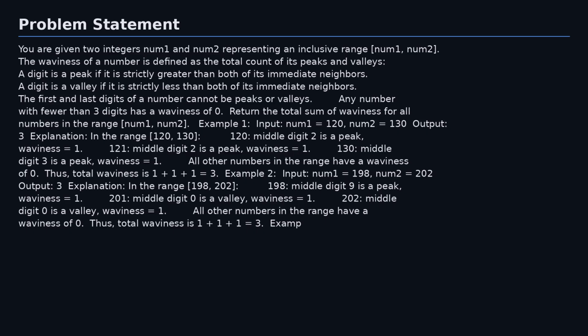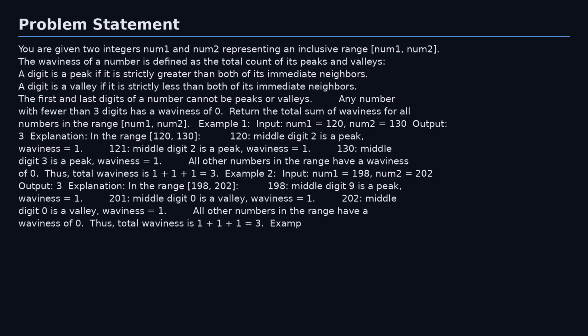We're given a range of numbers from num1 to num2, and we need to calculate the total waviness of all numbers in this range. But what exactly is waviness? Well, a digit's waviness is determined by whether it's a peak, meaning it's greater than its neighbors, or a valley, meaning it's less than its neighbors. Our task is to iterate through all numbers in the range and check each digit to determine the overall waviness.